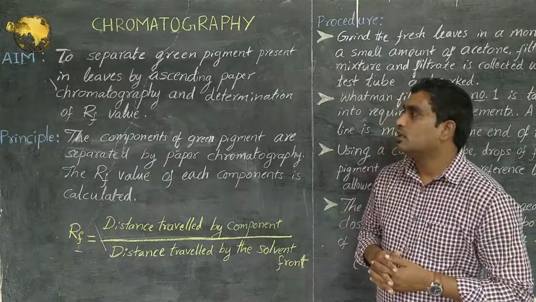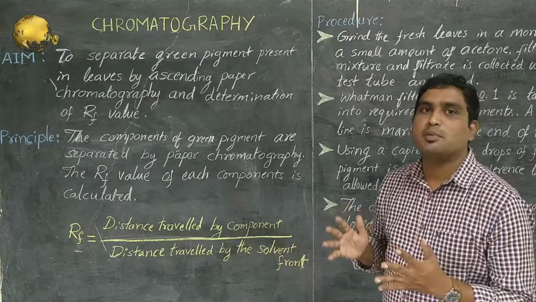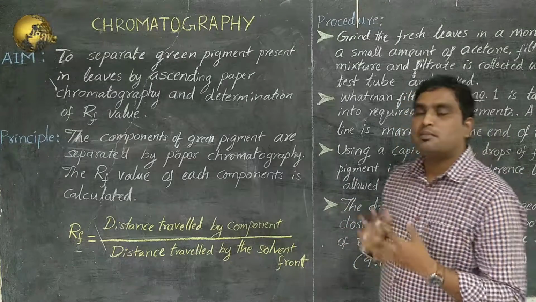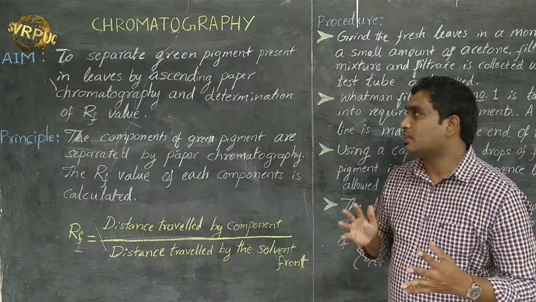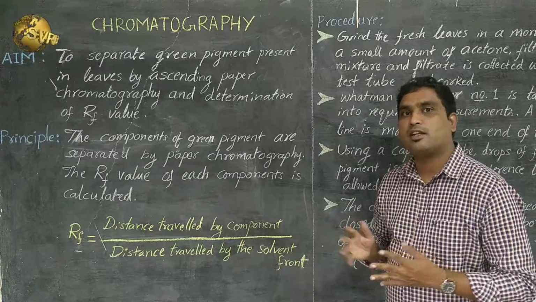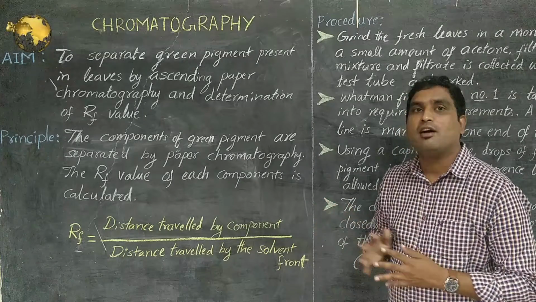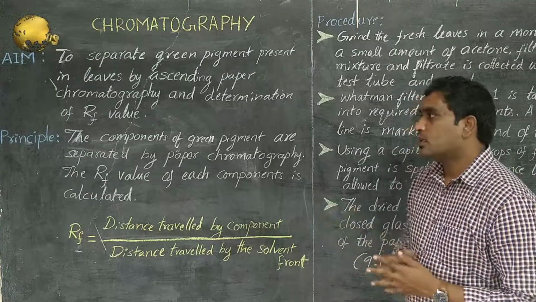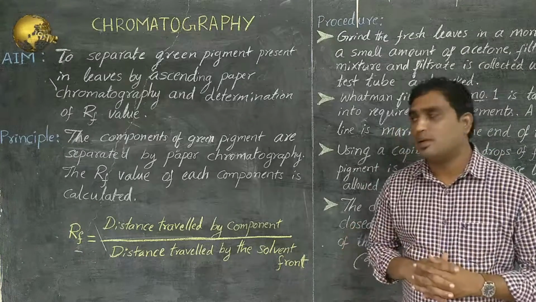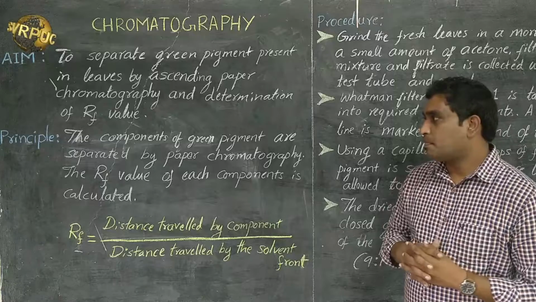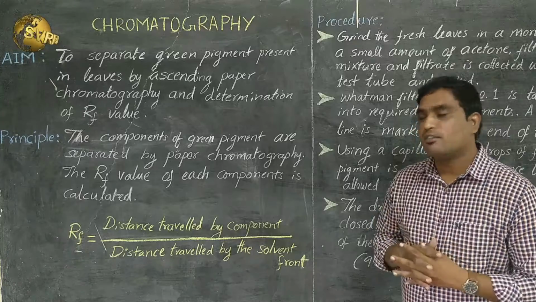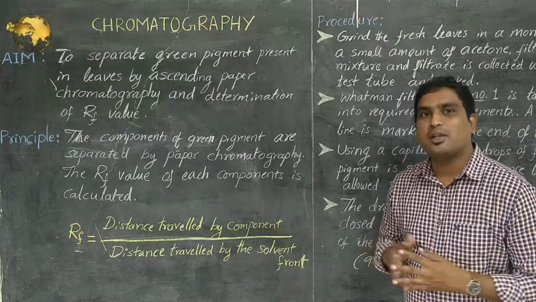For this session, the aim of the experiment is to separate the green pigment present in green leaves by using the ascending paper chromatography technique, and to determine the retardation factor. The retardation factor can also be called the RF factor or RF value. The principle involved is that the components of green pigment are separated by paper chromatography in ascending order, and the RF value of each component is calculated.